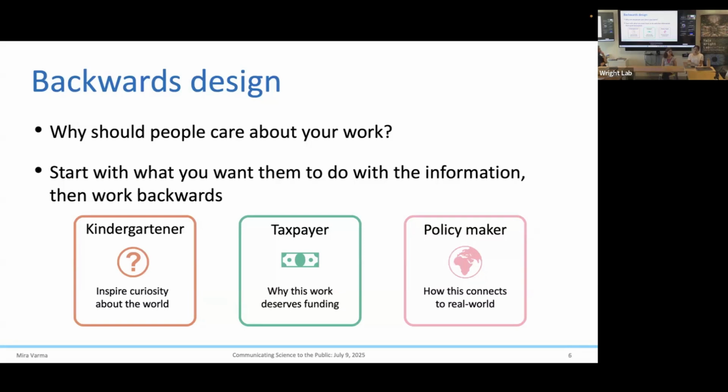Another important principle is backwards design. So when you're at the beginning of a talk, it's important to tell people the so what, so that they know why they should care and be excited and listen to what you're about to say. That's called backwards design because you tell them the takeaway and then you go through and explain the story.